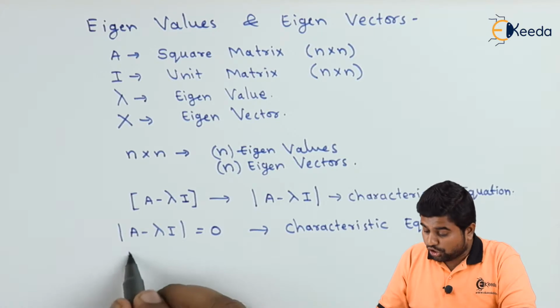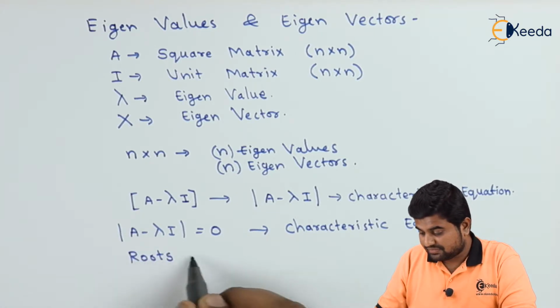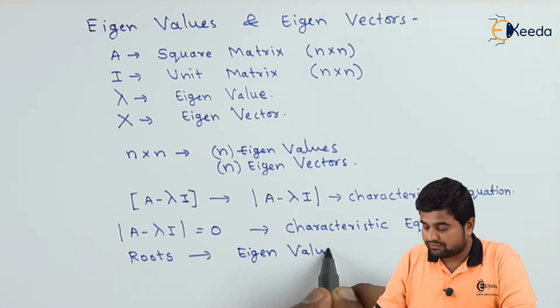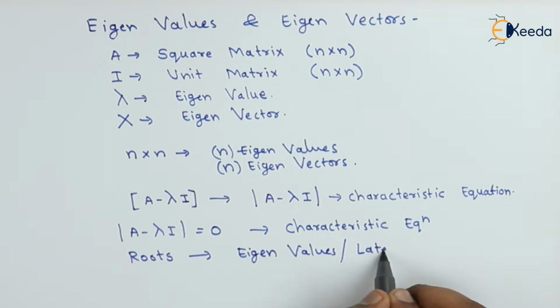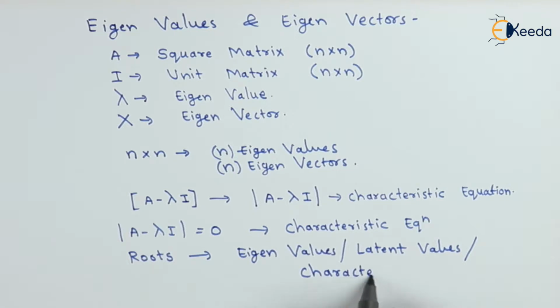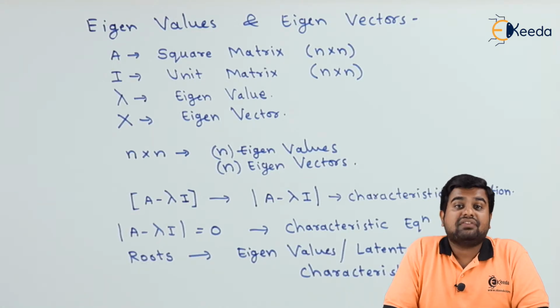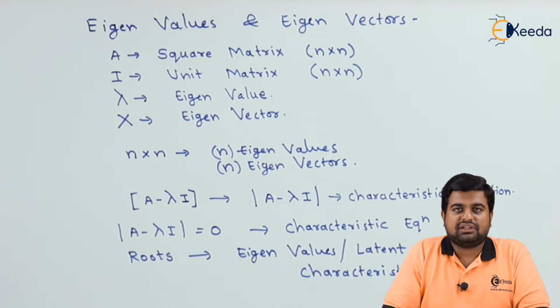and the roots of this equation are called eigenvalues, or latent values, or characteristic values. Throughout these chapters, we are going to call these roots eigenvalues, and for each eigenvalue we have eigenvectors. So let us understand what eigenvalues and eigenvectors are and how they are calculated. We'll take an example and solve it with the help of that example.